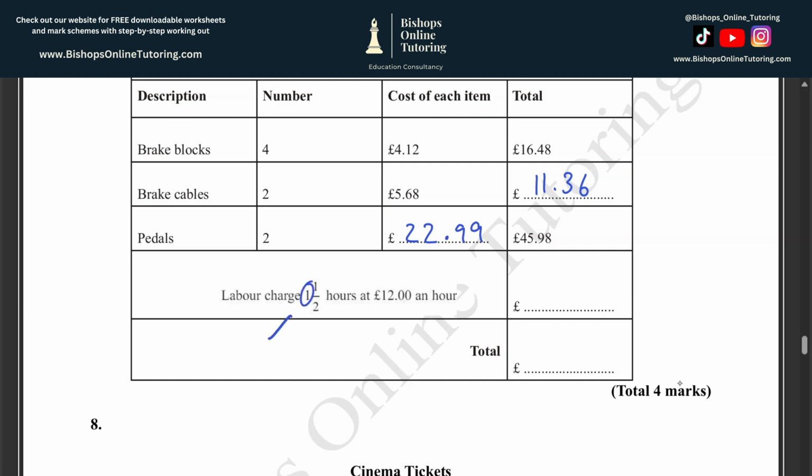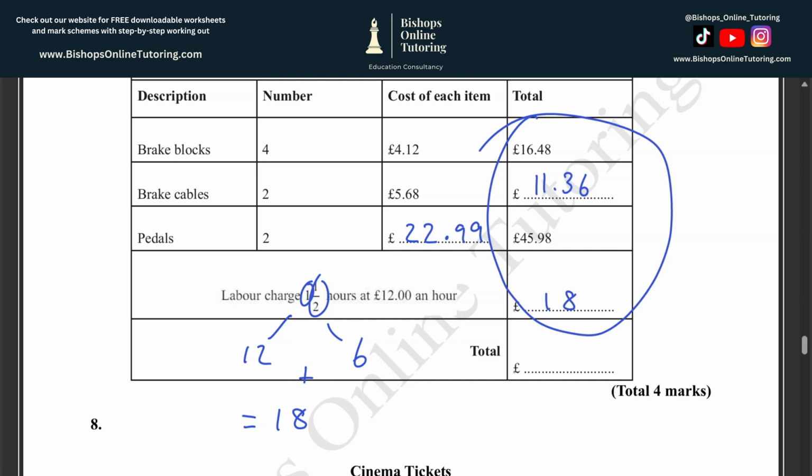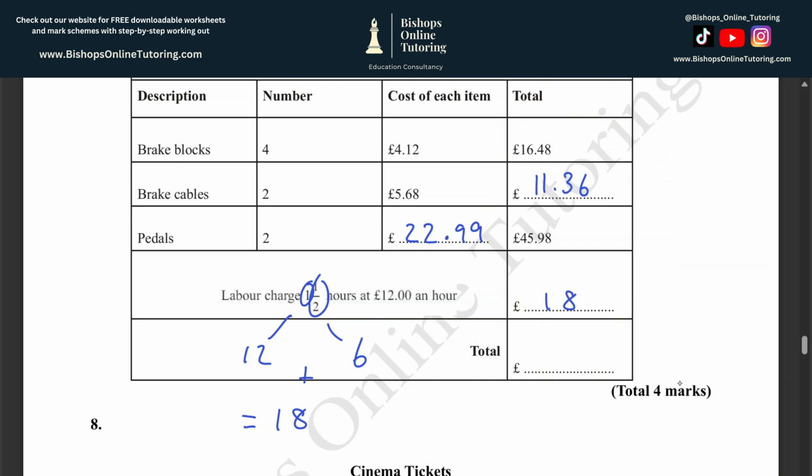Now this full hour, that's £12 right there. This half hour is going to be half of the hourly rate. The hourly rate is 12, so half of that is going to be 6. Now 12 plus 6 is equal to 18, so that's the labour charge, £18. And now all we have to do is work out this entire column over here, and that will give us the total. So £16.48 plus £11.36 plus £45.98 plus £18 is equal to £91.82.